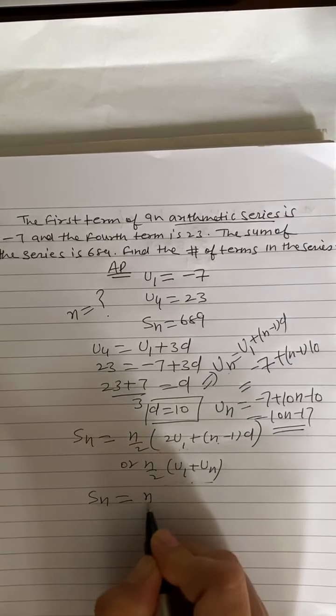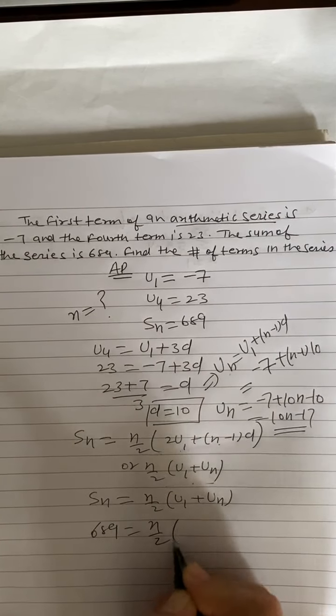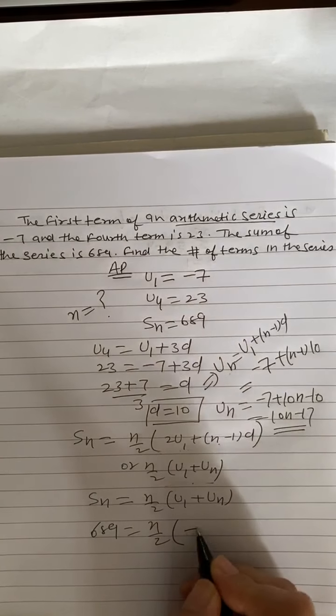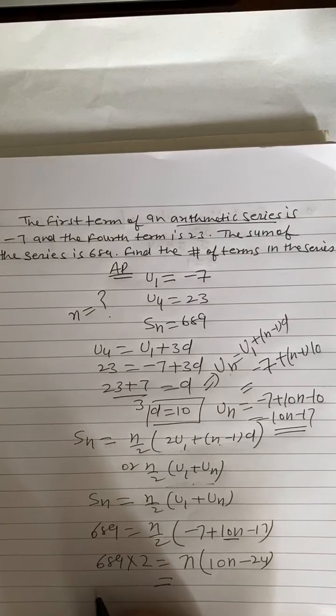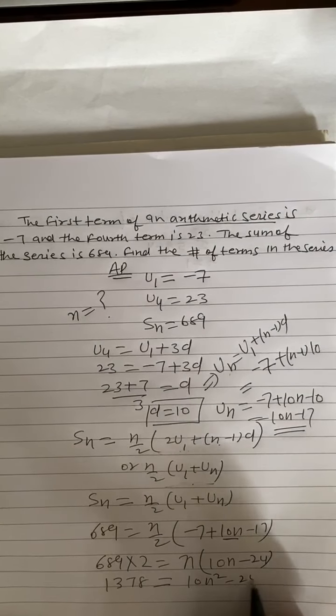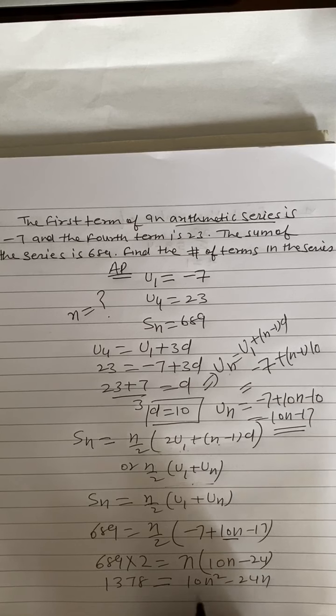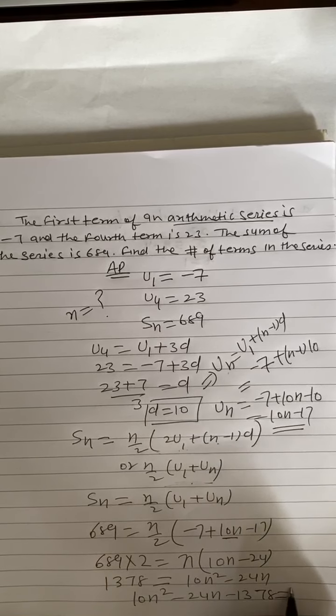So Sn is equal to n over 2 (u1 plus un), and here Sn is 689, n we don't know, u1 is negative 7, and un is 10n minus 17. So 689 multiplied by 2 is n times (10n minus 24), collecting like terms. If I open this bracket and simplify further, this is equal to 1378, which is 10n squared minus 24n. I'm going to move everything to one side, keeping the leading coefficient positive. So 10n squared minus 24n minus 1378 is equal to 0.